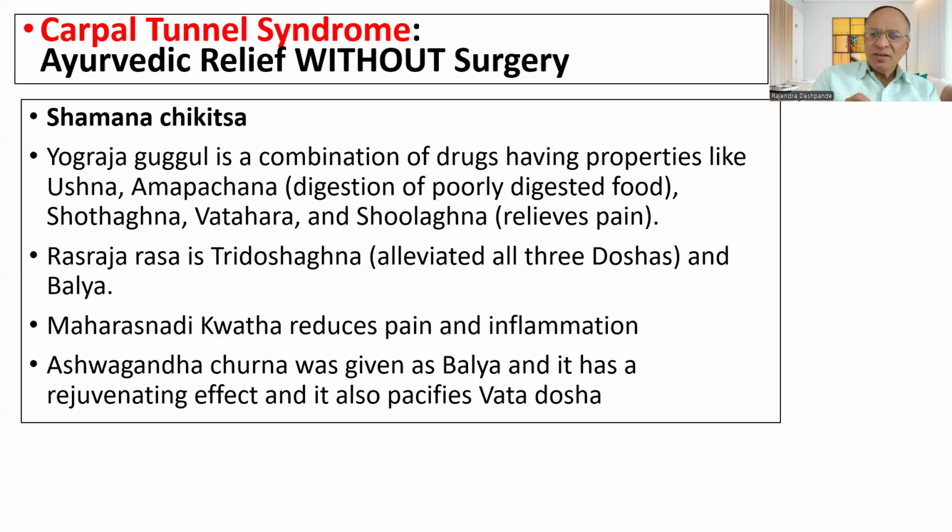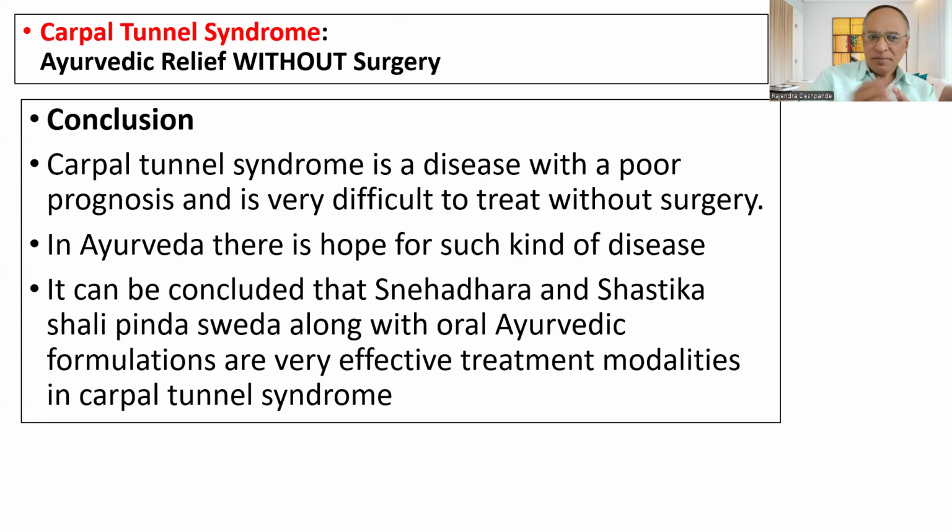Rasa Raja Rasa is balancing all Vata Pitta Kapha and also strengthening the body tissues. Maha Rasnadi Kwath, that is a decoction, also reduces the pain and inflammation. Ashwagandha Churna, Withania somnifera powder, was given as a balya in strengthening nutrition, a nutraceutical, and has a rejuvenating effect and also pacifies the imbalanced vata dosha.